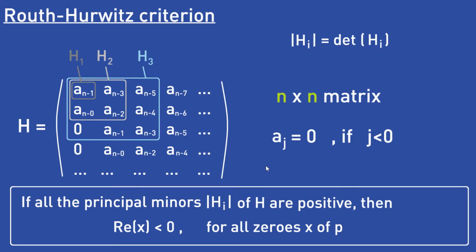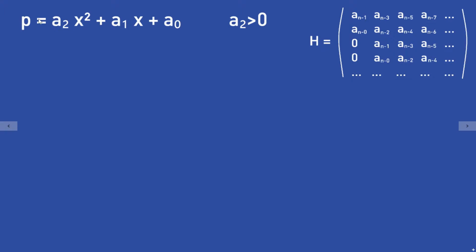Okay, let's take a look at the polynomial of degree 2 now. So this here is a polynomial of degree 2. A2 has to be larger than 0. This here is how the general Hurwitz matrix looks like. The Hurwitz matrix for a polynomial of degree 2 is a 2 times 2 matrix. It looks like this here.